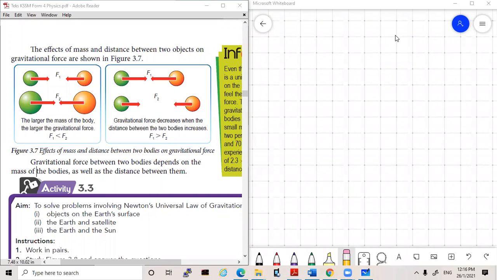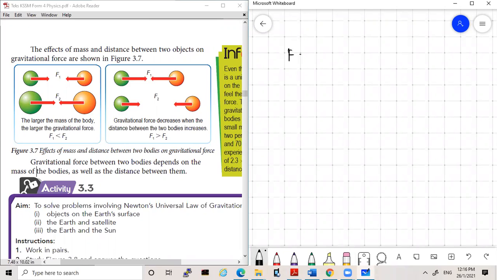Hello guys, so in this video we will continue our lesson with the gravitational force. From what we have before is an equation for Newton's universal law of gravitation, which is F. Let's write the equation.